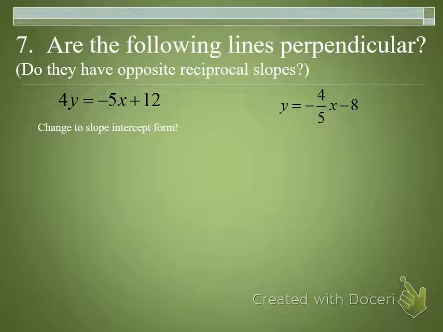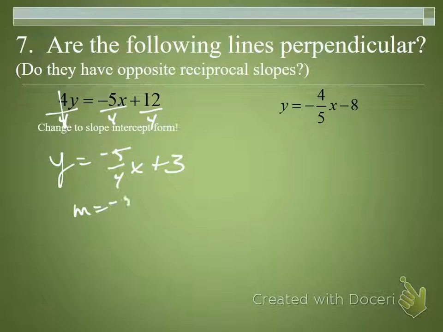Number 7 here. So, again, we're not going to be able to tell until we can find the slopes of both lines, right? So the first line here, we can't find the slope until we divide through by 4 because it's not in slope-intercept form.